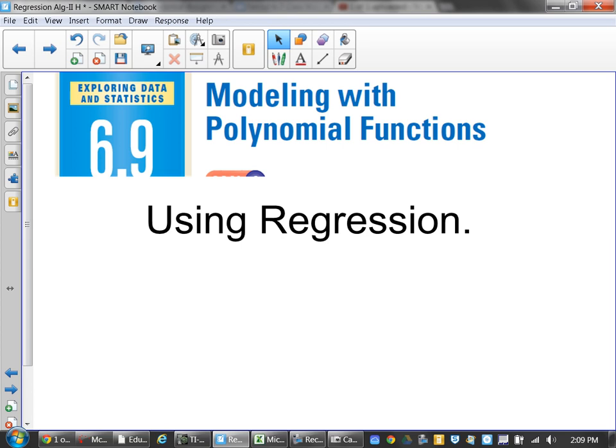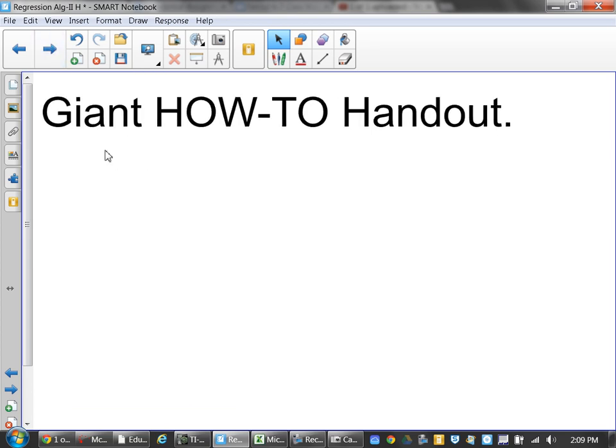So here's what happens. In order to do this regression stuff, I have this giant how-to handout. Mr. Fontana made these a year ago. I think the graphics guys actually printed this stuff out last year. This is basically everything you need to know how to use your calculator to make this stuff work.